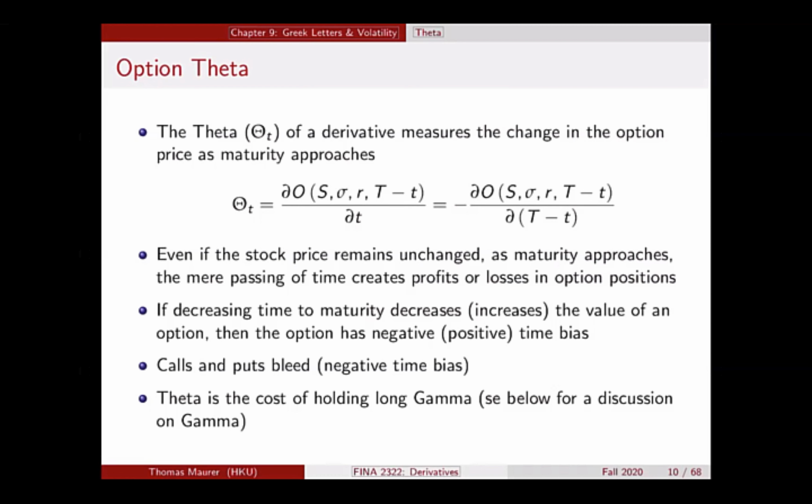So what does this mean? It basically says that, look, even if the price of the underlying asset doesn't change, even if volatility, so risk, doesn't change and interest rates don't change, your option price is still going to change because you get closer to maturity.